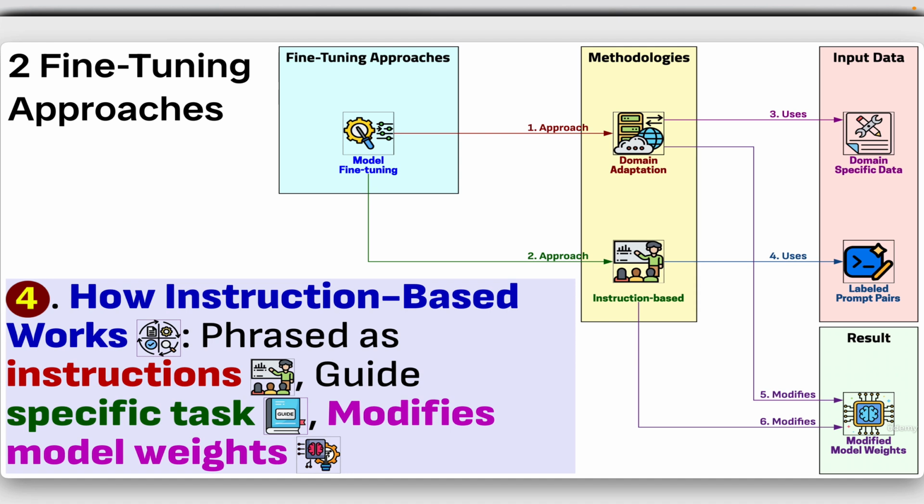So you can do prompt engineering, but if that doesn't work, you have domain-based and instruction-based fine-tuning. You can choose one of them.